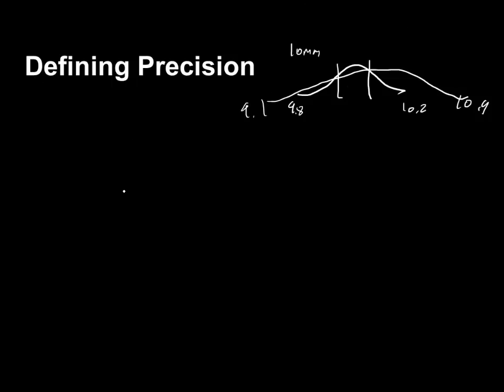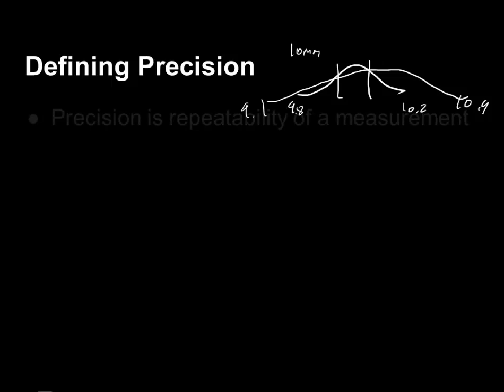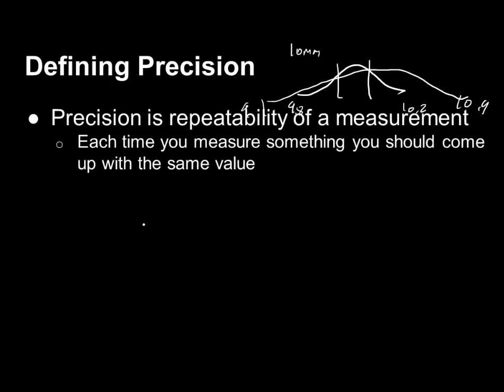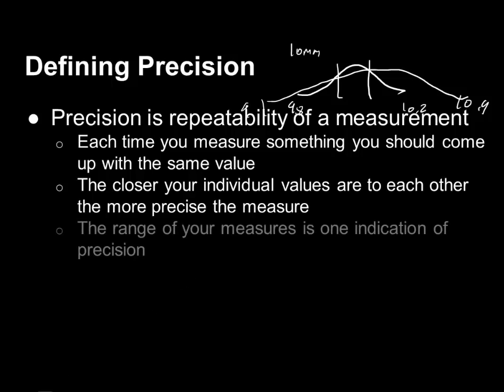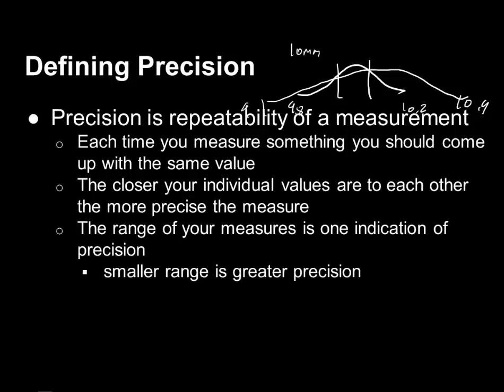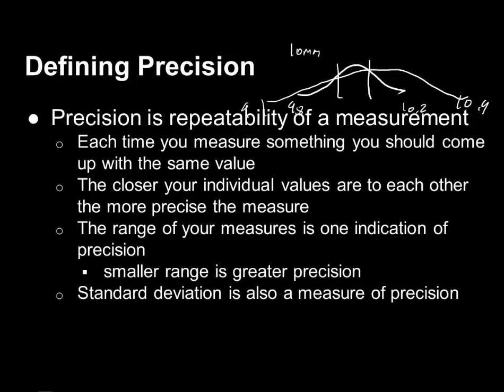So there's actually a way to define and calculate the precision, the repeatability, of a measurement. Each time you measure something, you should come up with the same value, and that spread of your values is how precise you are. The closer the individual values are to each other, the more precise the measure, and the range, which you guys looked at before, is one indication of precision. The smaller the range, the more precise you are. But there's another thing called standard deviation, and you guys have probably heard of this before. It's a measure of precision, and basically it tells us how close measurements are to each other.